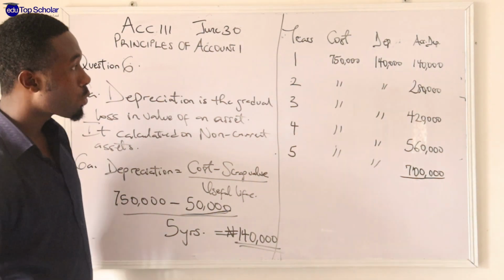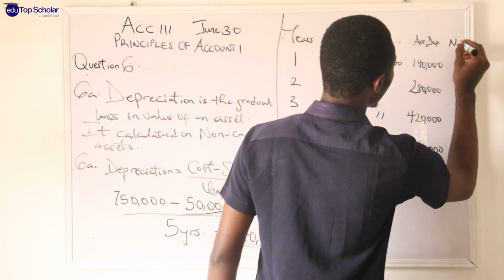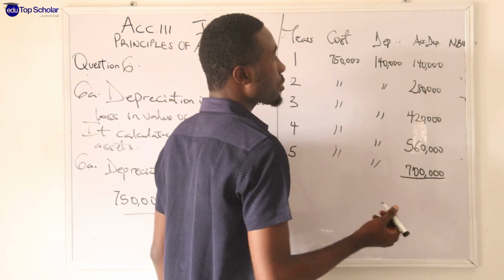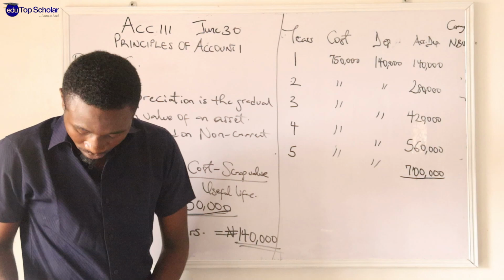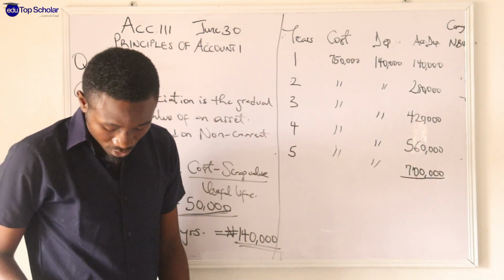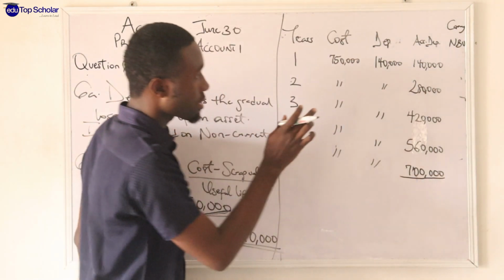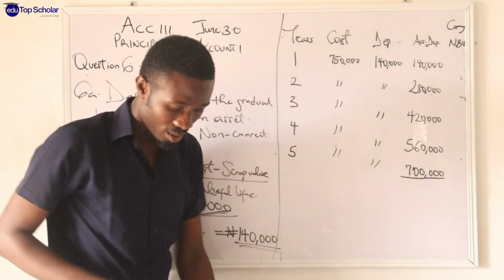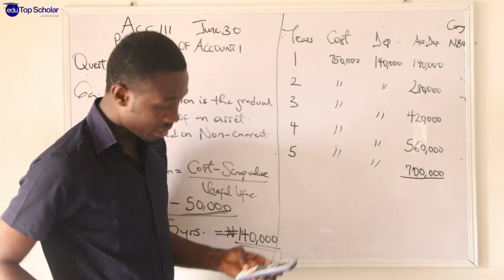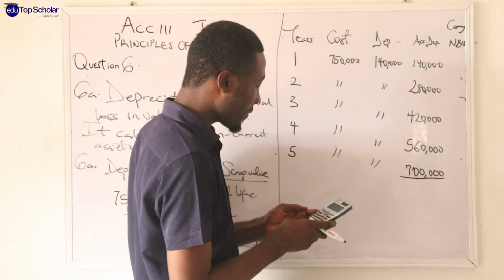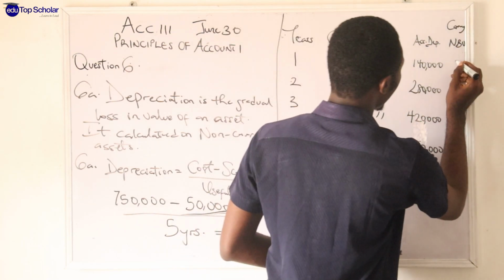So the last thing you have to show is the net book value. The net book value, NBV. It can also be called the carrying amount, the NBV, or the carrying amount. So it's just showing the difference in this and this per year, the difference in your costs and the accumulated depreciation every year. So if you have 750,000 minus 140,000, that is 610,000.